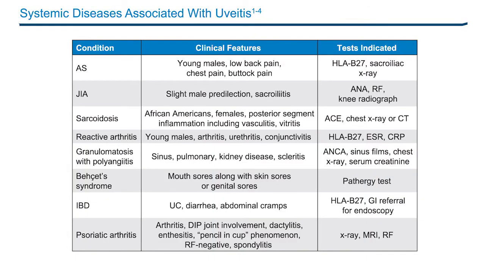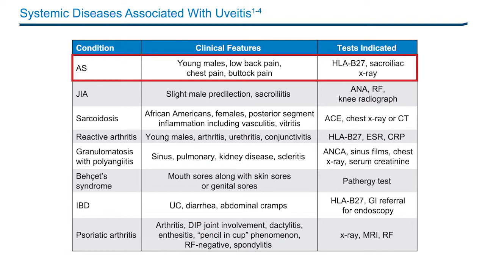Well, there are several. You mentioned a couple already. Behçet's is one. You mentioned ankylosing spondylitis and HLA-B27 associated spondyloarthropathies, which is more common in young males. They'll present with low back pain or buttock pain.